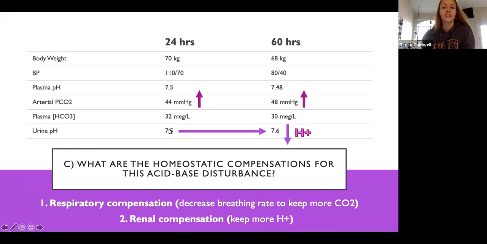So you can see that here, 7.5 to 7.6 at 60 hours means we have, this should say increased hydrogen ions. Sorry, this arrow is wrong. It should be an increase in hydrogen ions, because I was looking at pH when I wrote this. So never mind. Just think increase in hydrogen ions, because we're trying to make the body a little more acidic to bring it back to normal.